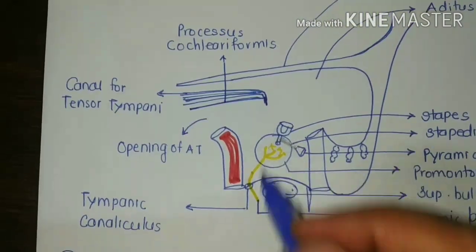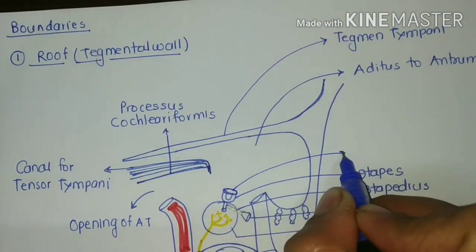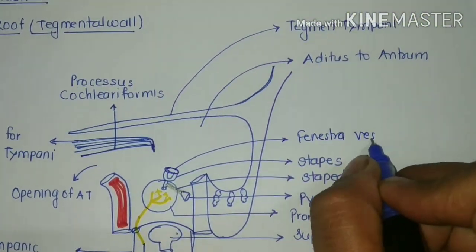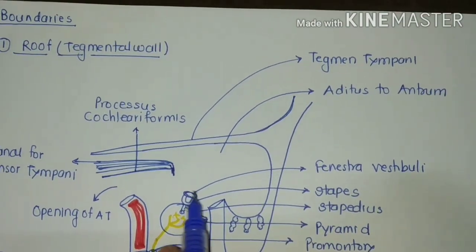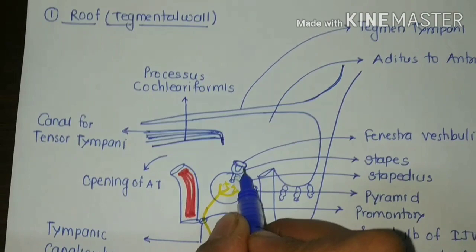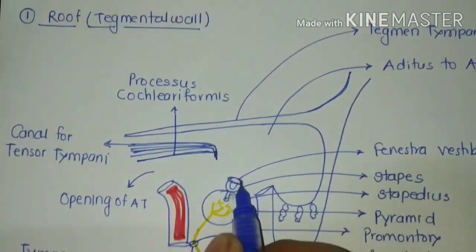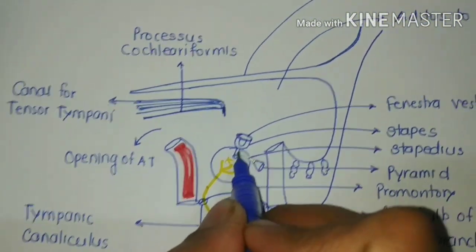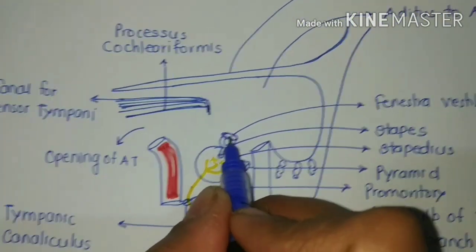Then the next feature is the fenestra vestibuli. Now the fenestra vestibuli is an oval opening which is present posterior-superior to the promontory. It leads into the vestibule of the internal ear and it is closed by the footplate of the stapes. This is the stapes bone, one of the ear ossicles. Its footplate closes the fenestra vestibuli.